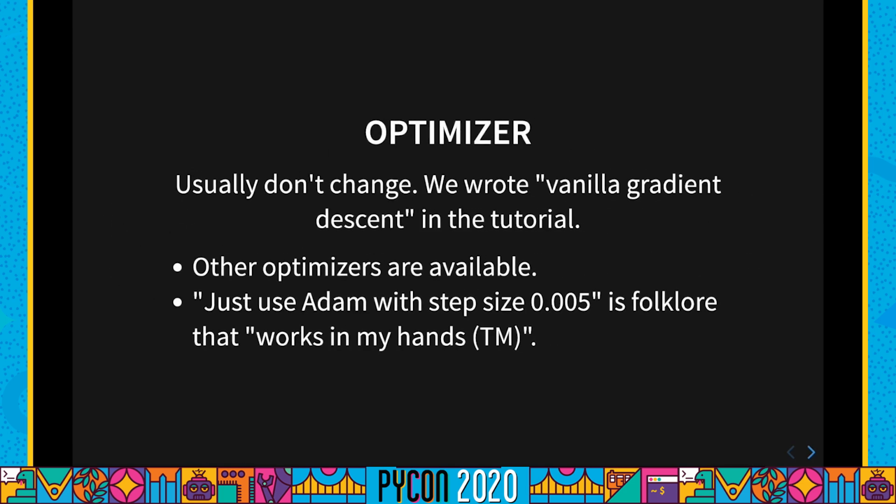Finally, let's talk about the optimizer. The optimizer is what we usually don't change. In the course, we wrote a vanilla gradient descent optimizer, but other optimizers are also available. As a matter of practical folklore advice, it's pretty sane to start off with your neural network library's Adam optimizer and put a step size of 0.005. This is folklore that you can say works in my hands, works in many people's hands. That's a trademarked statement. PyTorch and TensorFlow both have the Adam optimizer, and they have a step size that's configurable, and they're all implemented correctly.